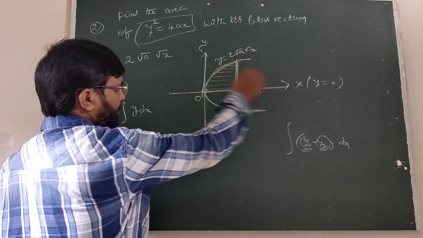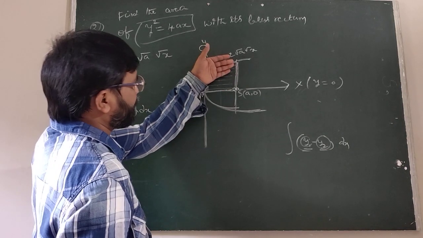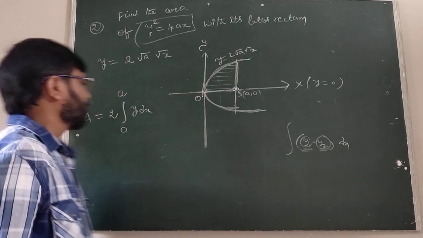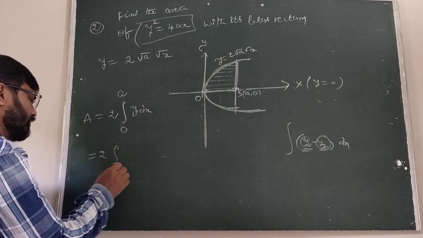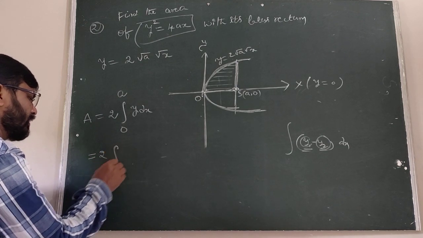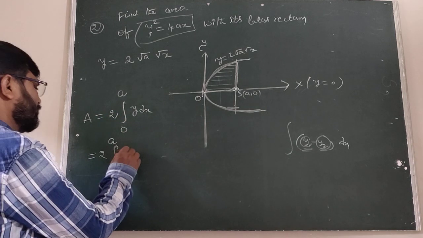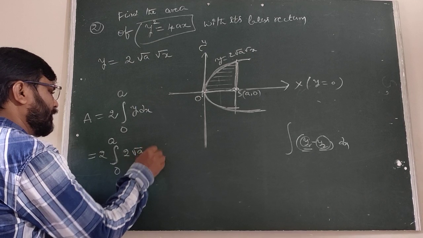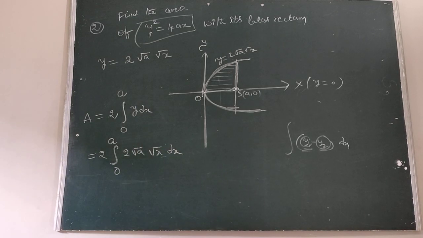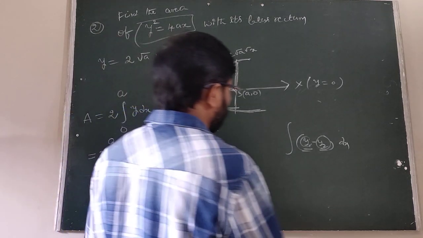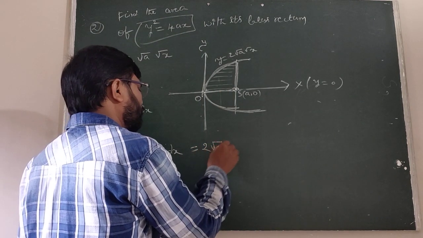This is y and this is y equal to 0. Why are we taking twice? Above the x-axis one part is there, similarly another part is there. Now we can write y dx, that is twice the integral. All of you listen here. The integral from 0 to a of y dx. Y dx is 2 into root a into root of x dx. Now how to write this one? We can write this as 2 into root a.